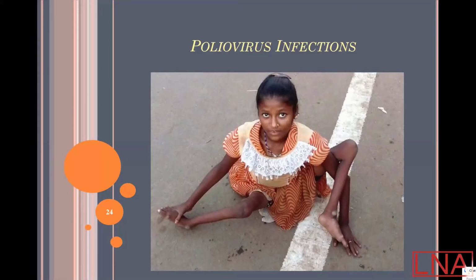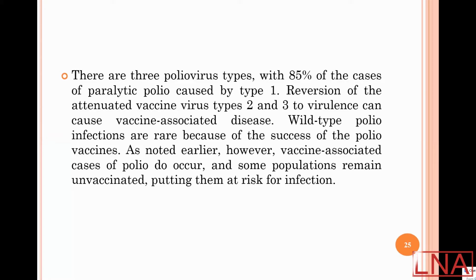Especially about poliovirus infection. In the picture, you can see a young lady who has paralytic polio in both her legs. This situation is very common in countries where poor sanitary conditions are combined with an absence of a vaccination program. There are 3 poliovirus types, and 85% of the cases of paralytic polio are caused by type 1. So type 1 poliovirus is the primary causative agent of paralytic polio.